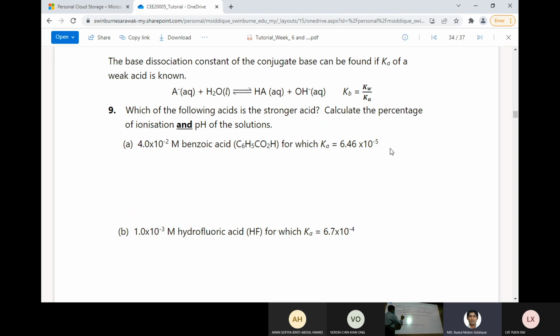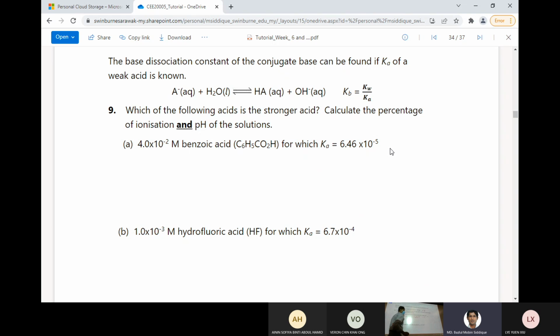So this is the benzoic acid, C6H5COOH, and it is being dissociated. Can I write it in this way? Or I should write this way. This way. Why? Because it is a weak acid. Yes, this is a weak acid, so it partially dissociates. So C6H5COO negative, and then this is hydrogen ion.